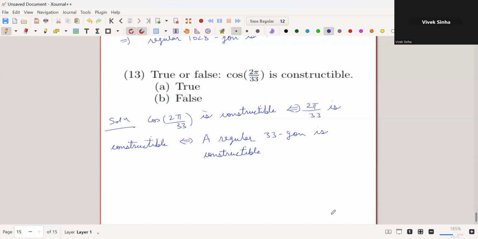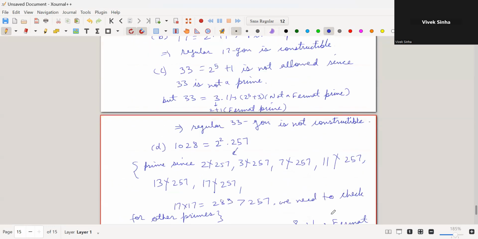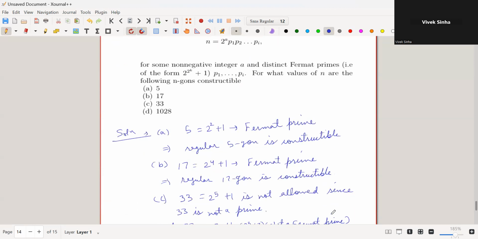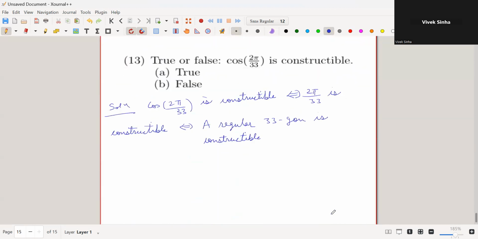And this holds by the last question, 12C, right? So by 12C, cos 2 pi by 33 is constructible, because we can construct a 33-gon, we have seen. Or sorry, not constructible, no? It's not constructible, because 33 is 3 into 11, and 11 is not a Fermat prime.